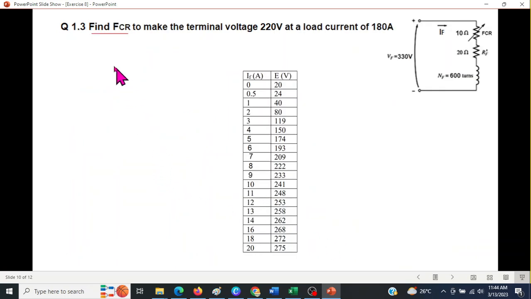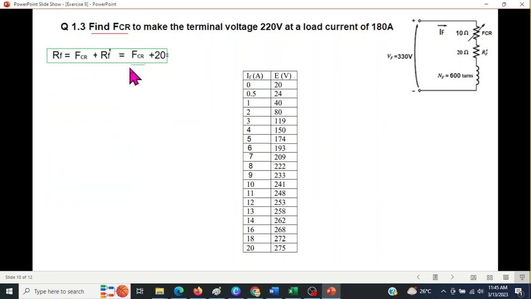The third part of the question, which is 1.3, find FCR to make the terminal voltage 220 volt at a load current of 180. So both things are fixed. Output voltage is fixed and the load current is fixed. Now we have to find the value of this resistor FCR. And this is the table that we are going to use, the OCC table.